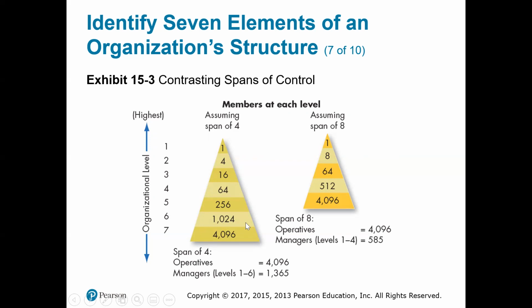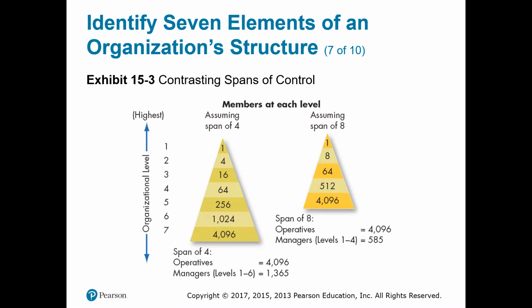So the span of control here is 4, because 1 times 4 is 4, 4 times 4 is 16, 16 times 4 is 64, and you keep multiplying till you get 4,096. But if the span of control is increased to 8 rather than 4, what happens? 1 goes to 8, 8 people reporting to 1, then 8 times 8 is 64. So 64 people are now reporting to 8. 64 times 8 is 512. 512 people reporting to 64. And 512 times 8 is 4,096. You have these 4,096 people reporting to any of these 512 people at the top.